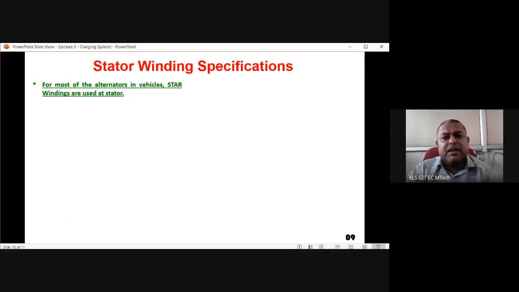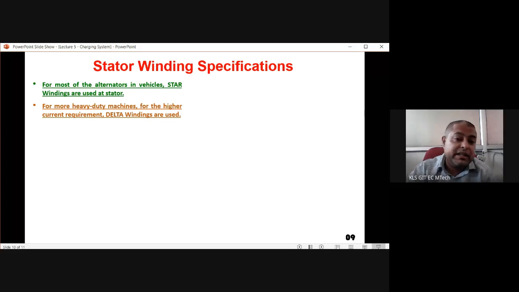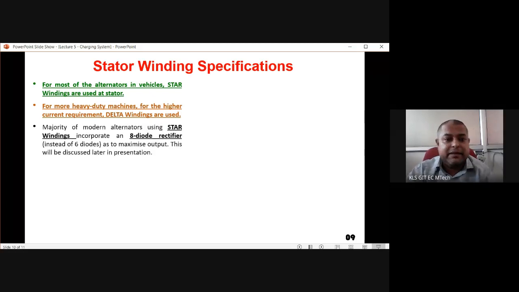Now the stator winding specifications. Mainly we use star winding in most cases because higher voltage is required. But for some heavy duty machines, some heavy duty alternators, we use delta winding. So the majority of modern alternators using star winding incorporate an 8 diode rectifier instead of 6 diodes. When we do the rectification part, I will tell you how the circuit for this 8 diode rectifier works, so as to maximize the DC output.